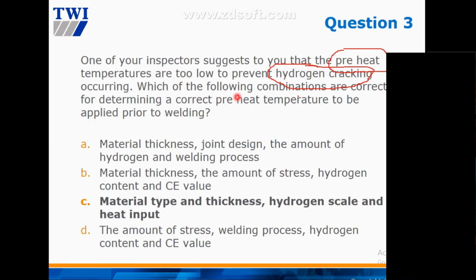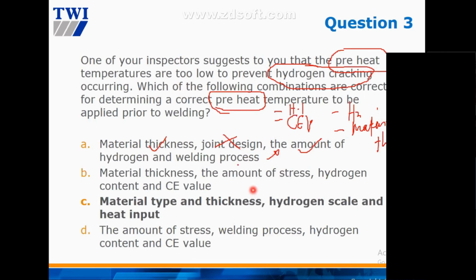All right, which of the following combinations is correct for determining the correct preheat temperature? So again, remember preheat has 4 factors: heat input, carbon equivalent, hydrogen, and material thickness. So look at A, why is this wrong? You say material thickness, correct. Joint design is not a factor. Amount of hydrogen, yes. Welding process basically is related to amount of hydrogen.